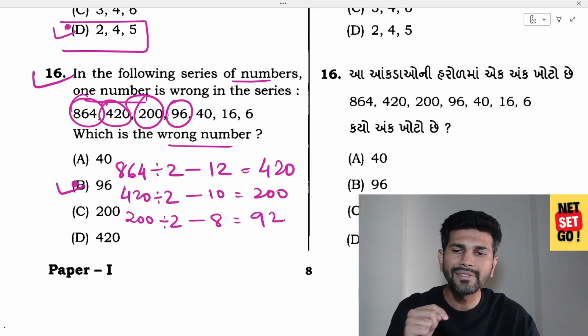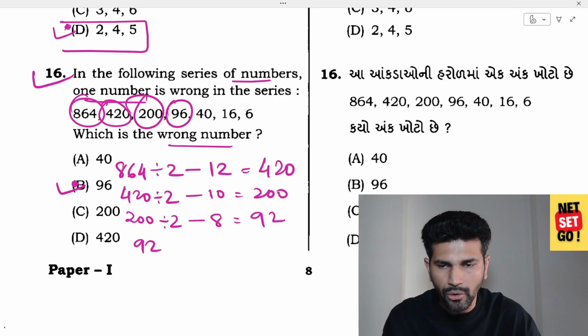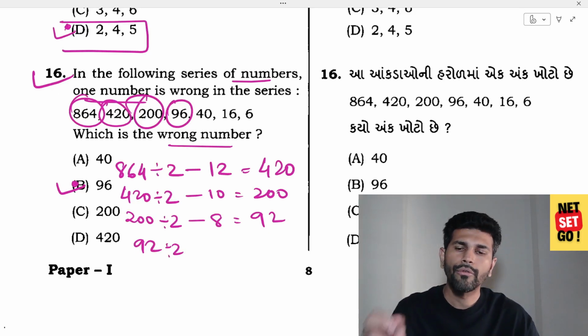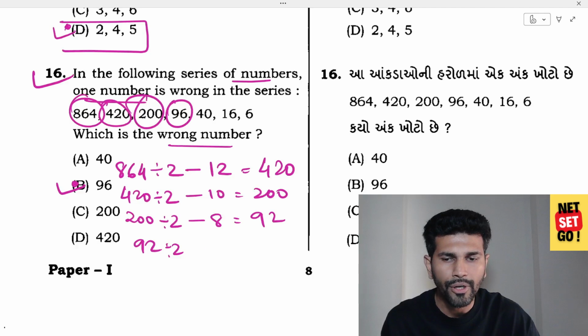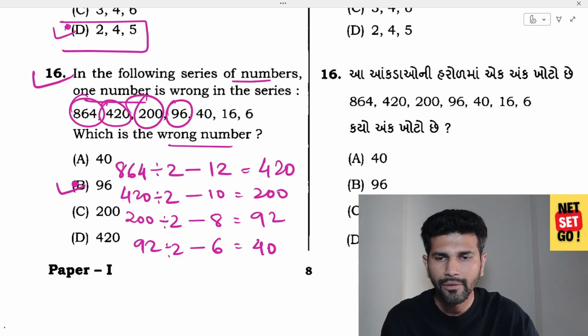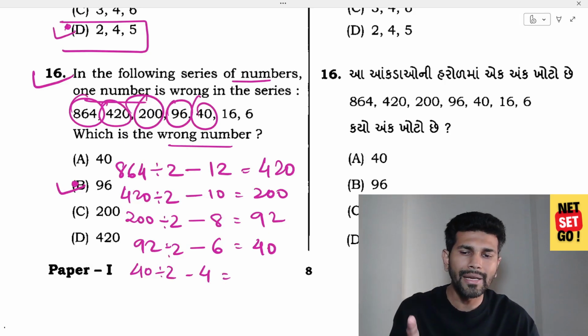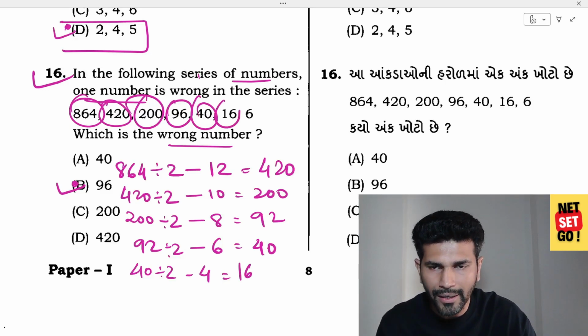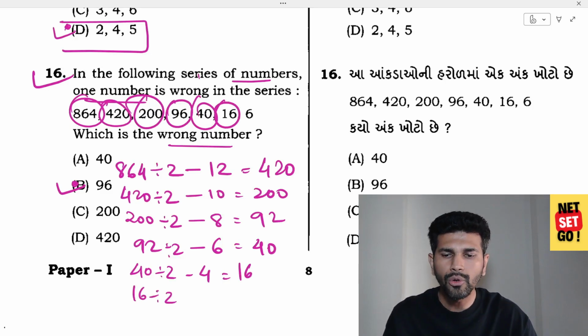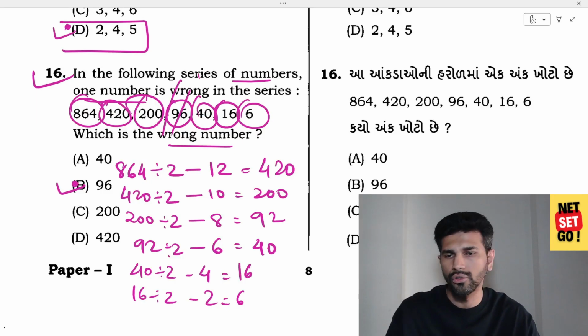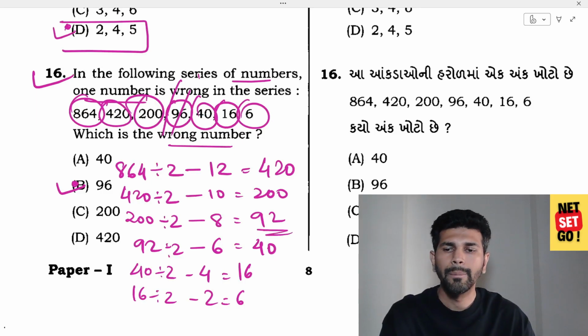So option B is correct answer. It is the wrong number in this series. So 92 divided by 2 is 46. 46 minus 6 is 40, which is again correct. 40 divided by 2 is 20, minus 4 is 16, which is again correct. Now 16 divided by 2 is 8, minus 2 is 6. So correct. 96 is the wrong number, it should have been 92. So option B is correct answer.